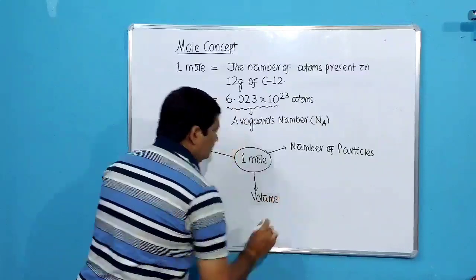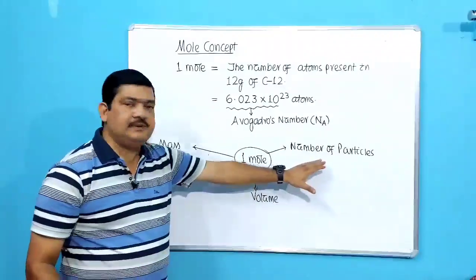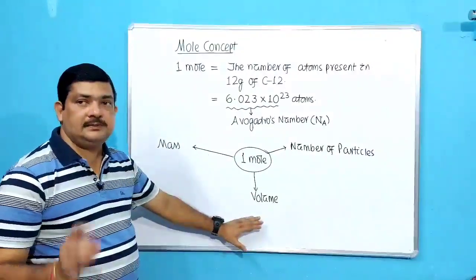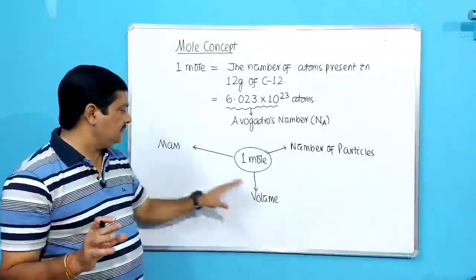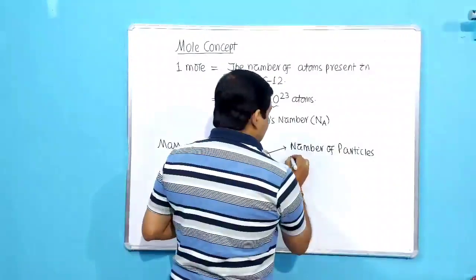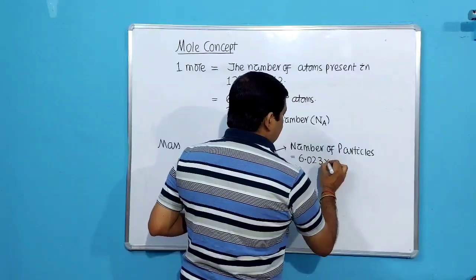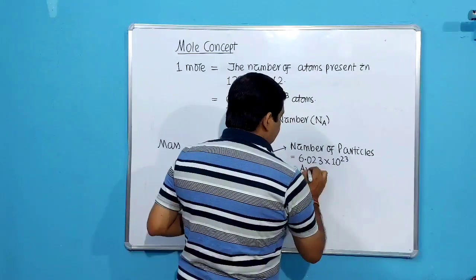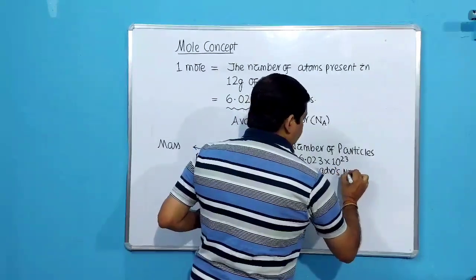Now we will see three concepts. 1 mole of any substance has a fixed number of particles, has fixed mass and has fixed volume. If we take any substance, it occupies space, meaning it has some volume, it has some mass and it has a countable number of particles. So what is the number of particles? Now Avogadro's number of particles, 6.023 into 10 to the power 23. That is Avogadro's number.